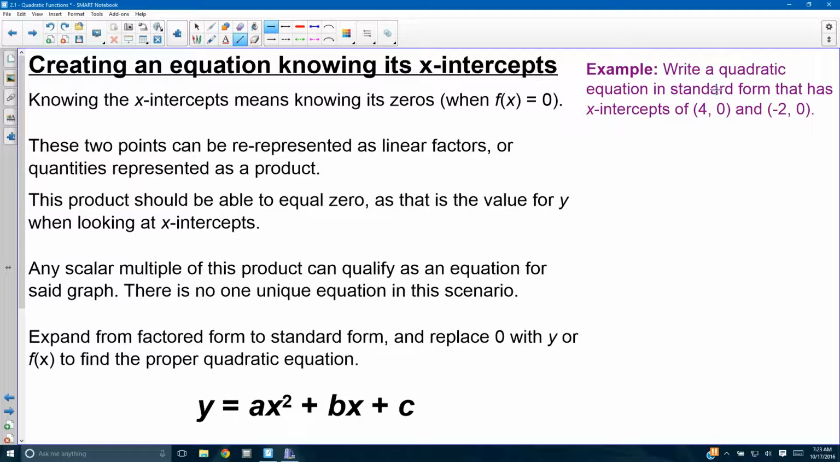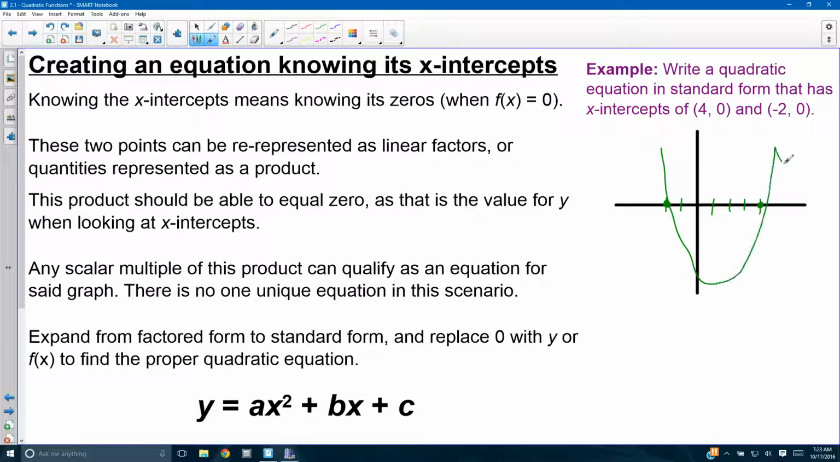For an example, write a quadratic equation in standard form that has x-intercepts of (4, 0) and (-2, 0). So what I'm looking for is any quadratic equation I can make that's crossing through these 2 points. It doesn't matter which. There's no other specification, which I guess is pretty okay. There is more information that could be given, but I could make one that looks like that, right? But we have to figure out all the other information with it. So I have to write an equation based on it.